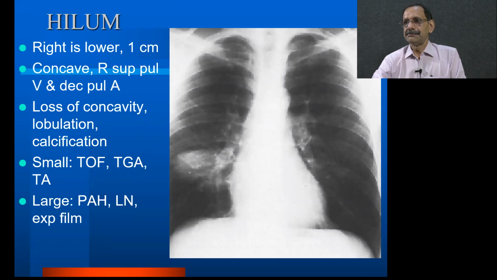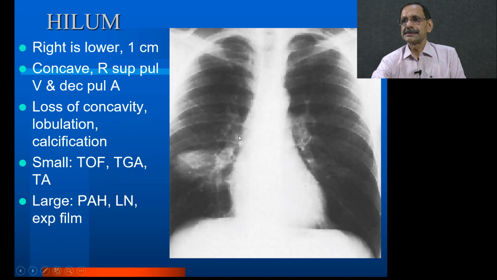Now regarding the hilum, the right hilum is generally about 1 centimeter below the left. And there is one right descending pulmonary artery here, and this pulmonary vein there. So there will be a concavity here. If this concavity is lost, then there is something there. So if it is convex, it could be a gland.